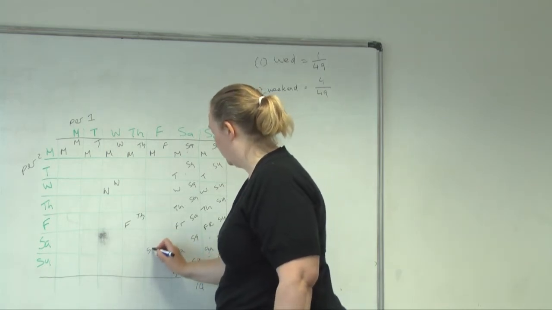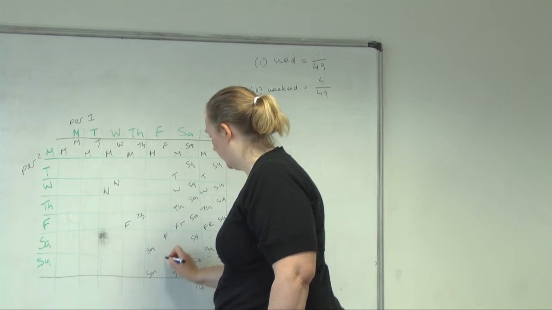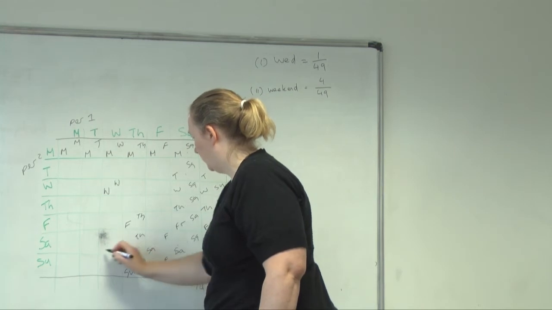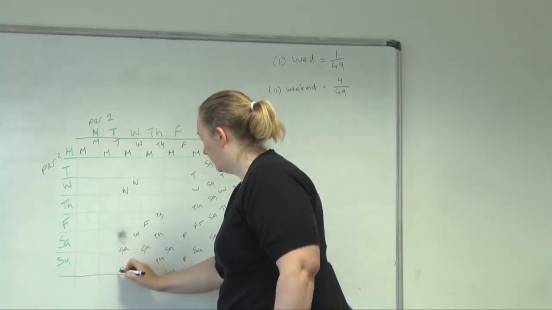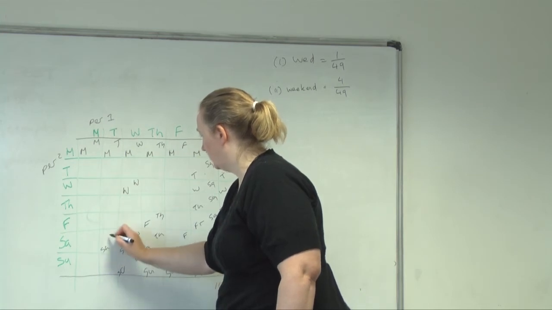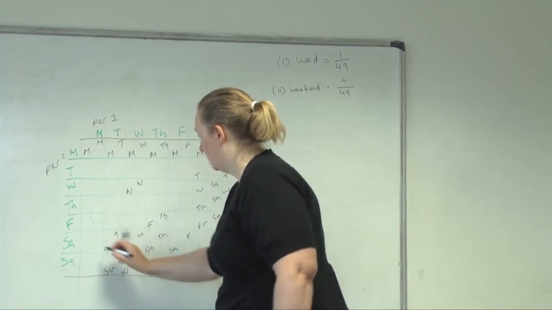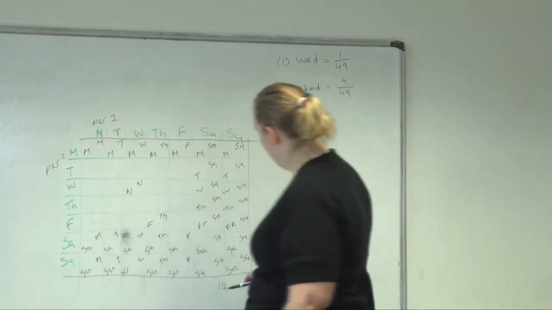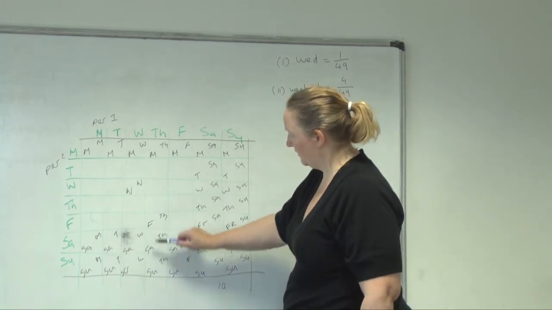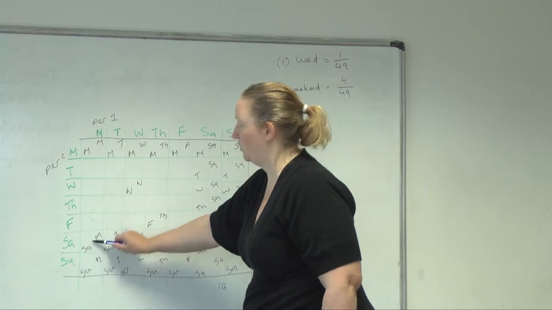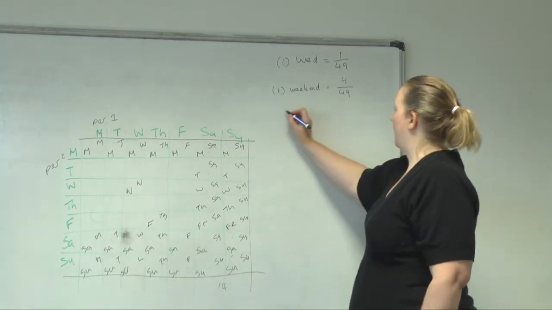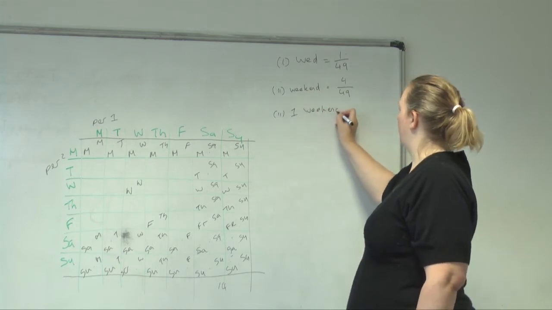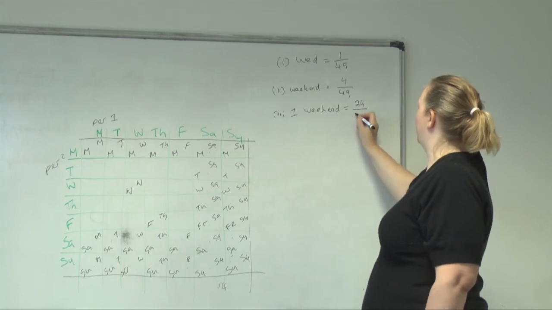So this is Saturday, Friday. This is Sunday, Friday. This is Saturday, Thursday. Sunday, Thursday. Saturday, Wednesday. Sunday, Wednesday. Saturday, Tuesday. Sunday, Tuesday. Saturday, Monday. And Sunday, Monday. Okay? So you have the 14 there, 15, 16, 17, 18, 19, 20, 21, 22, 23, 24. So your answer is at least 1 at the weekend is 24 out of 49.